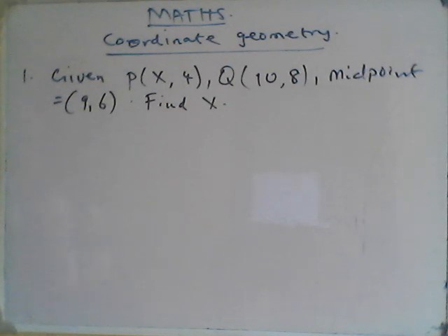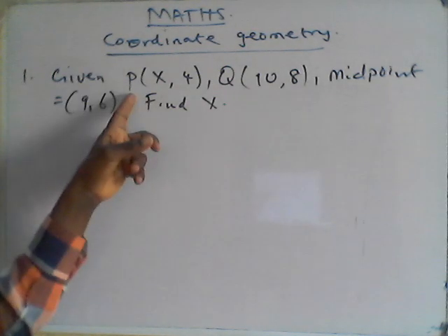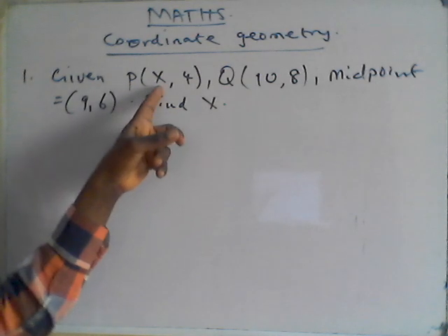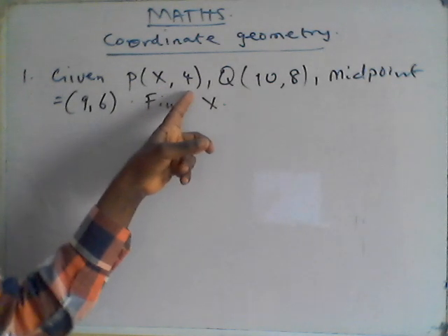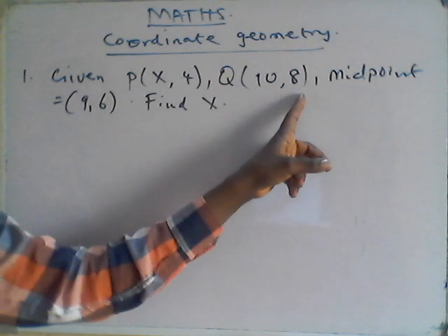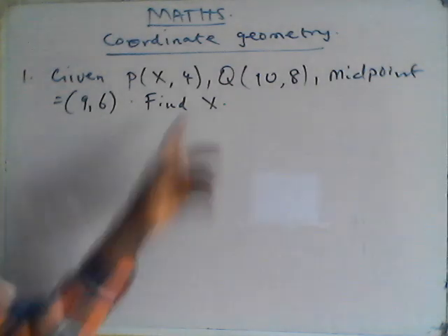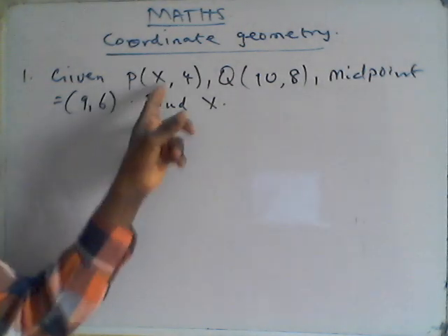On the board, I have the first question under coordinate geometry. It says, given P, so P is a point, and the coordinate for P is x and 4. And also Q, coordinate for Q is 10 and 8. Midpoint is given as 9 and 6. Find x. This is the x we're looking for.